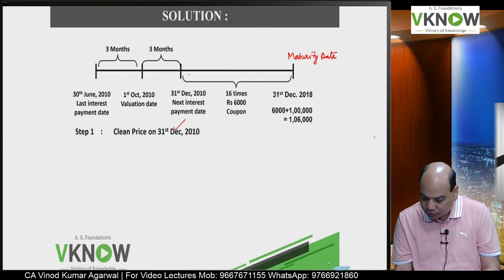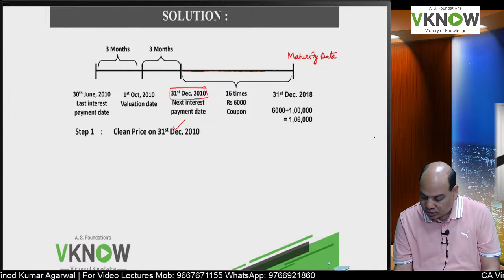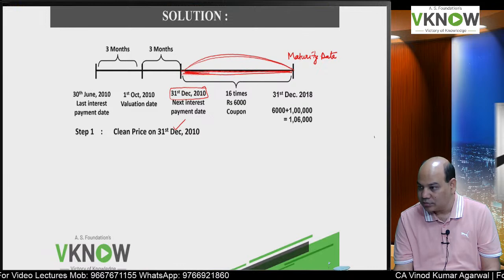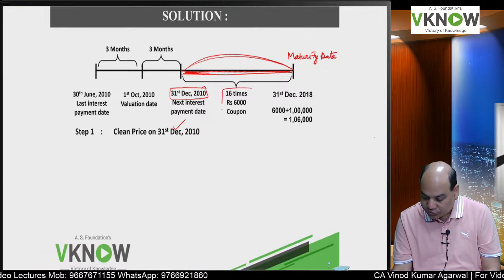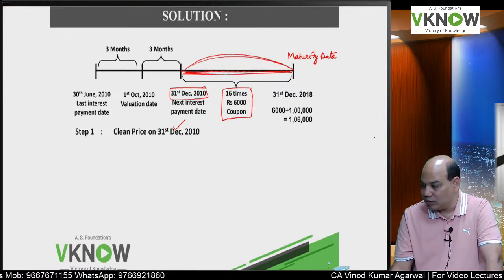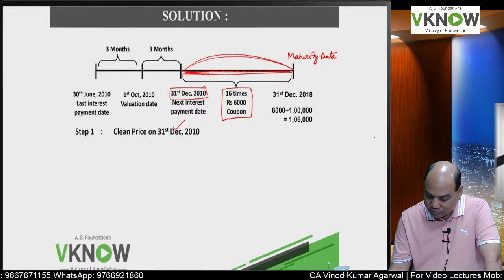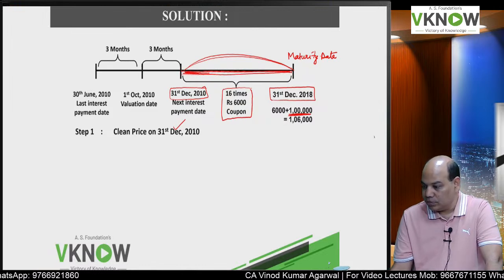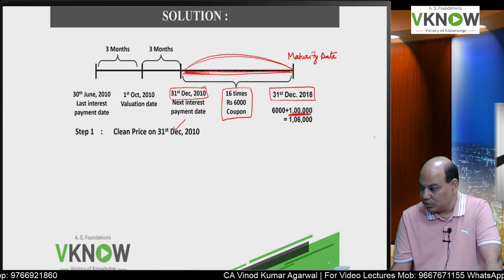Now, if I have to value the bond at this point, I have to see how many coupons are pending. So 31st December 10 and 31st December 18 means there are 8 years. 8 into 2, 16 times coupon is pending. And then on maturity date, you will receive 1 lakh rupees principal also.